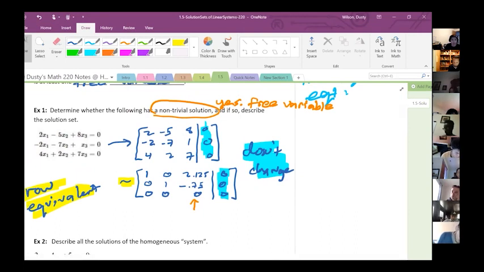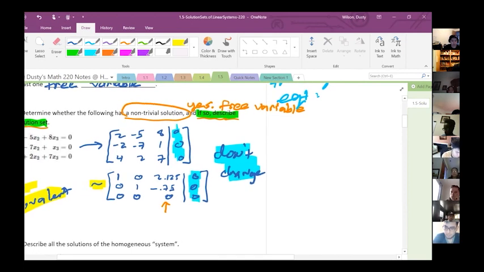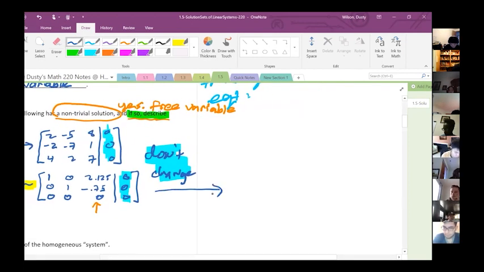Okay. So the second part of the question says, if there's an infinite number of solutions, if there's a non-trivial solution, then we want to describe it. So now we're going to try to explain what this means. If so, describe the solution set. To describe the solution set, we look at the row reduced form and figure out what that means. That tells us that x1 equals negative 2.125, negative 2.125, that would be 17 over 8, and that is x3.